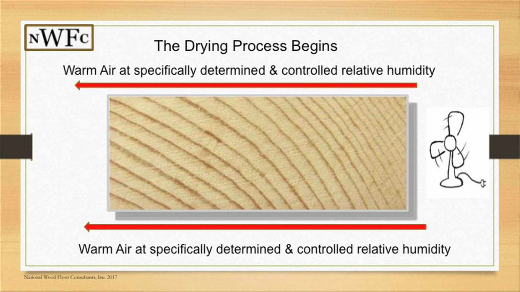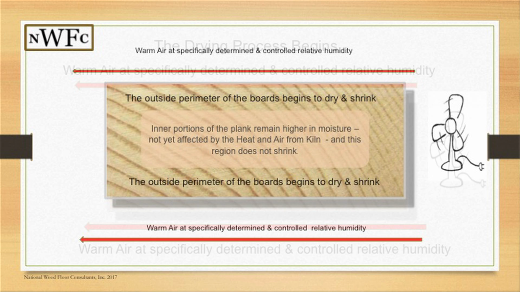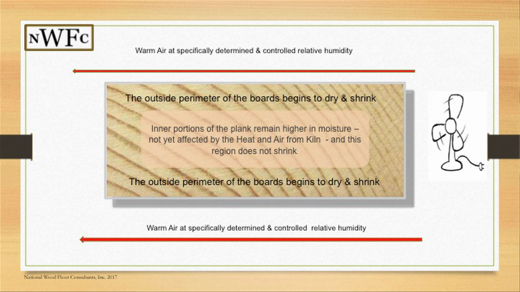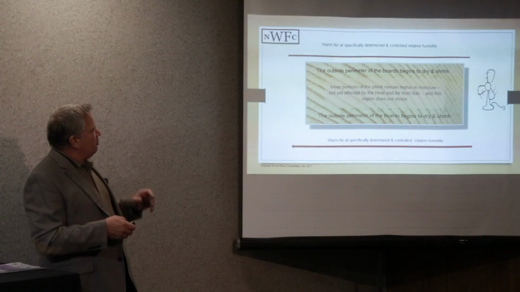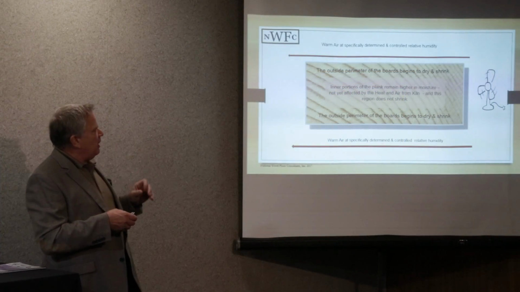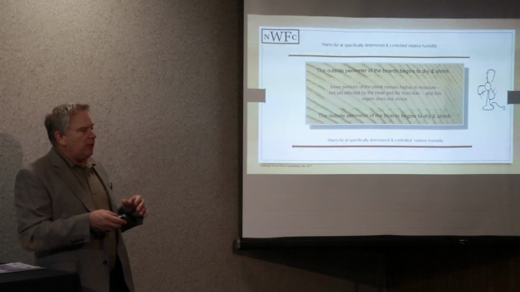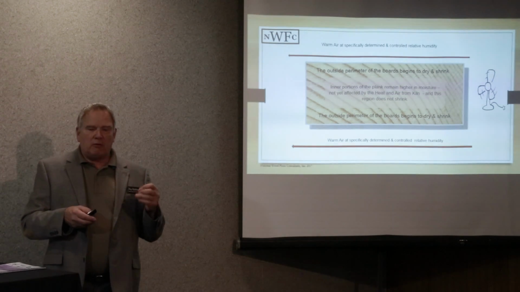You've got a fan here, with air movement going in this direction. The warm air is at a specific temperature and controlled relative humidity, so we've got our airflow moving across the material. What's going to happen is that when this air is moving across the material, the outside perimeter of the boards is going to want to dry and begin to shrink. The inner portions of the plank remain at higher moisture content. They have not yet been affected by the heat or the air movement across that flooring.